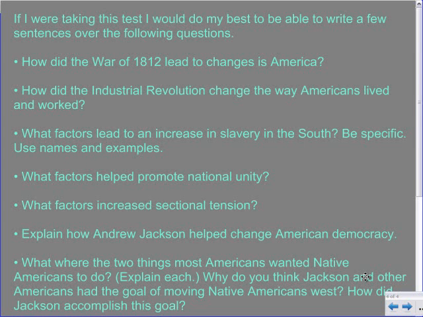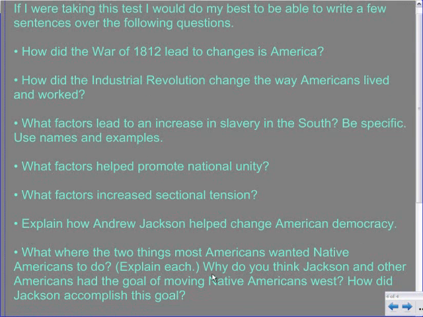Another big one would be the need for things to be produced, like the need for more raw materials, the need for cotton in the North leads to it being grown in the South. Well, the cotton gin makes it easier to clean it, so that leads to slavery and all that kind of stuff.